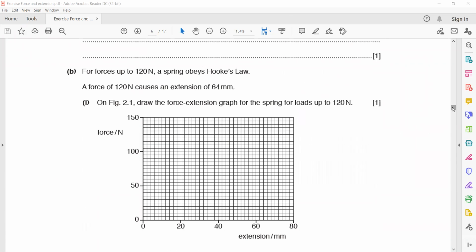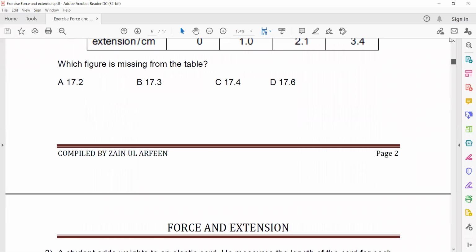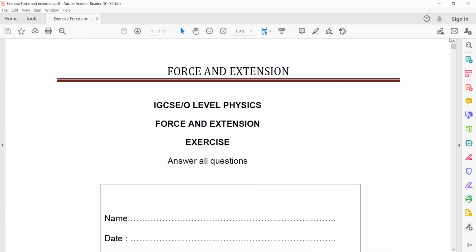So these are the questions related to Hooke's law. The next session we'll do some more questions related to Hooke's law and start a new topic which is about force and acceleration. Any question related to the class today?